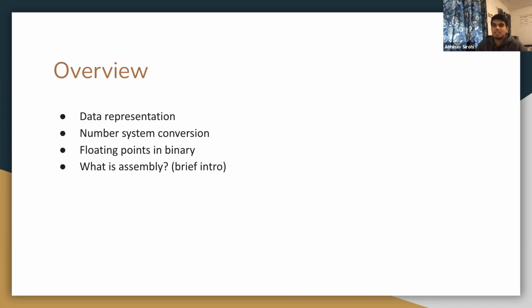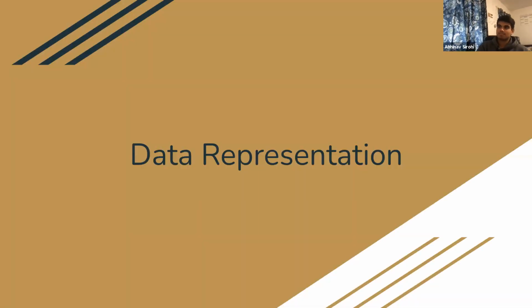So today we're going to be going over data representation and number system conversion, like going from binary to decimal and then to hexadecimal. And we have floating points in binary and how we represent those. And then we'll just talk about assembly real quick, because I think you're starting to dive into that now. So first up, we have data representation.